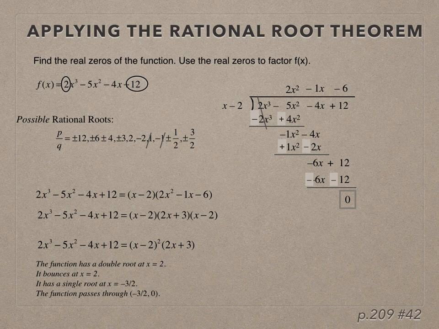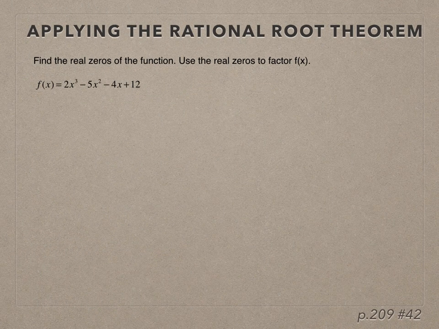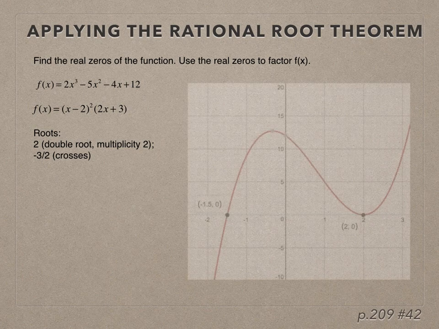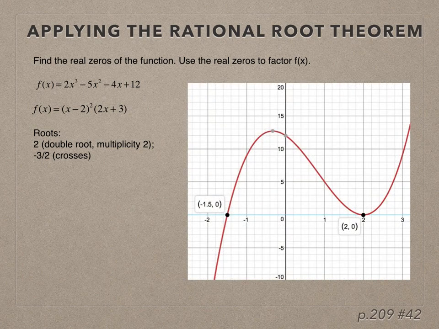So I believe I have completed the problem. I've found the real zeros. I've given their multiplicities. And I have factored f of x. So now comes the time when we are going to use our graphing calculator and prove that in fact the roots are 2, where there's a double root, and negative 3/2, where it will cross. Remember, the left end goes down and the right end goes up, so we're going to type this into Desmos, and everything that we determined about this function without a graphing calculator is now verified.